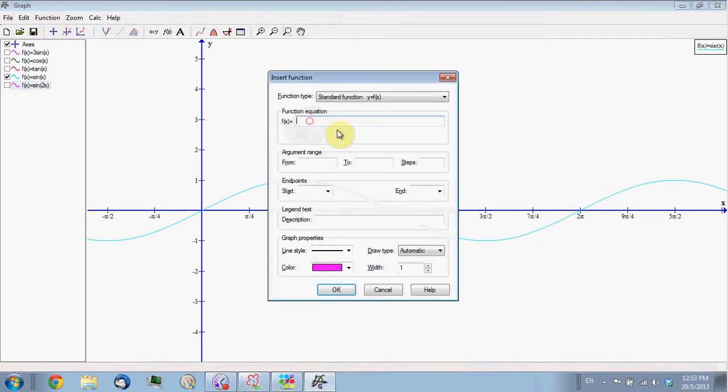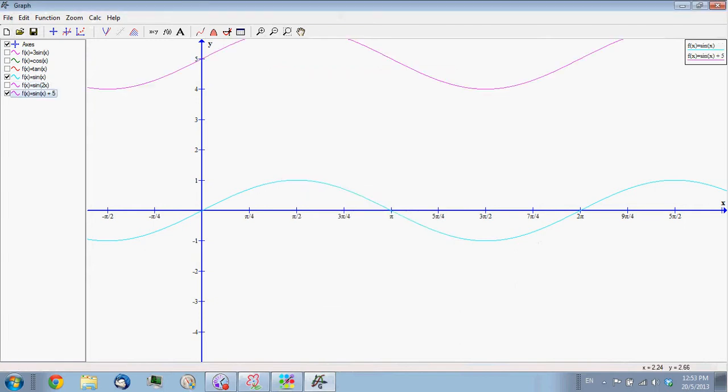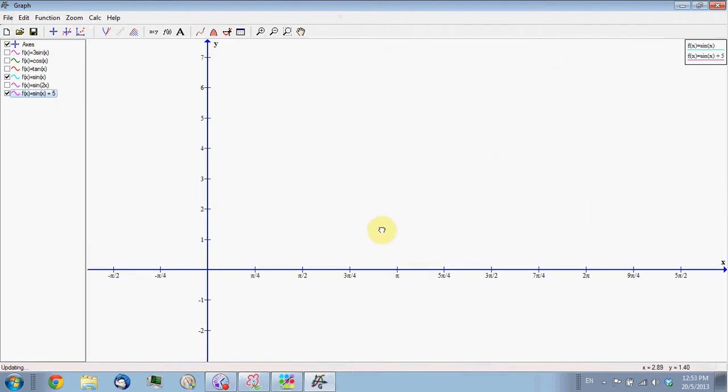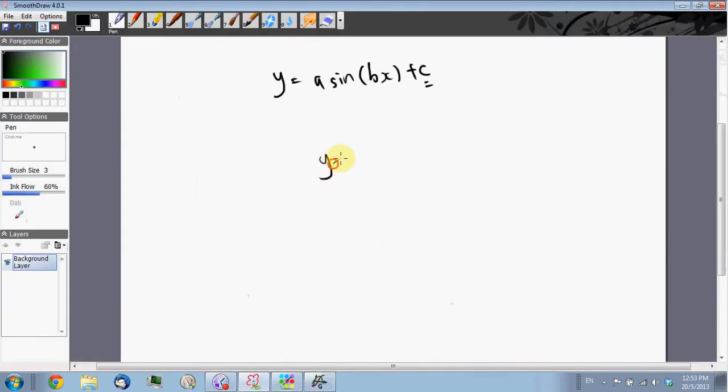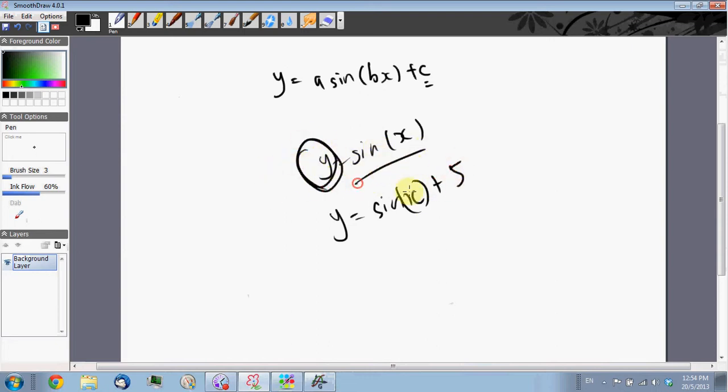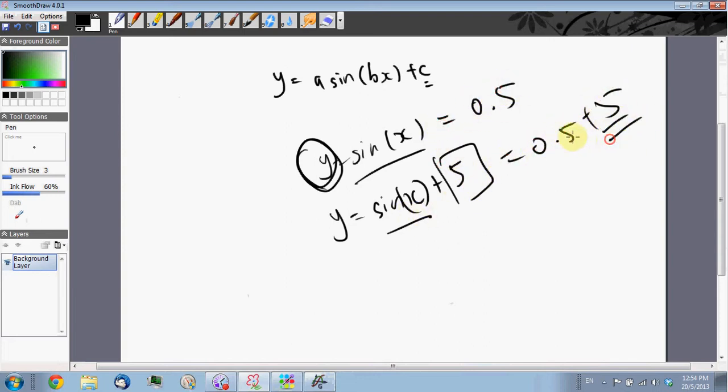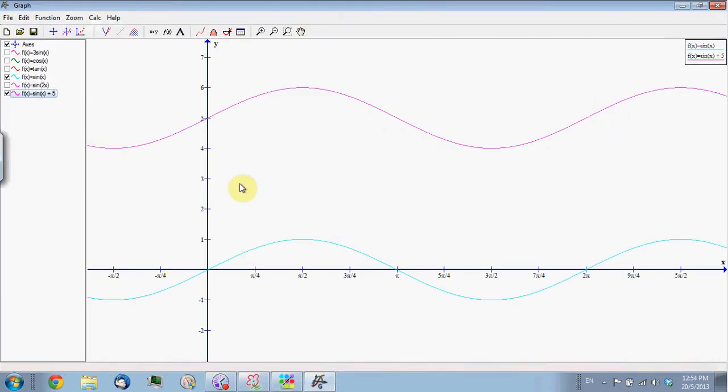Okay, so when I put a graph of sine x plus, let's say, 5, what happens is the graph just shifts up. Makes sense, right? Because take a look, let's say I have y equals sine x. When I want to make it into y equals sine x plus 5, whatever the value of y is, which is just the same as sine x, but added 5. So if sine x is 0.5, this is 0.5 plus 5. So what happens is the value of y just goes up by 5.